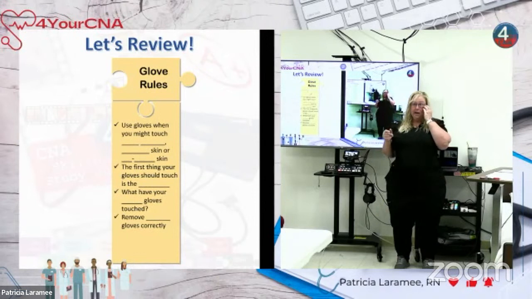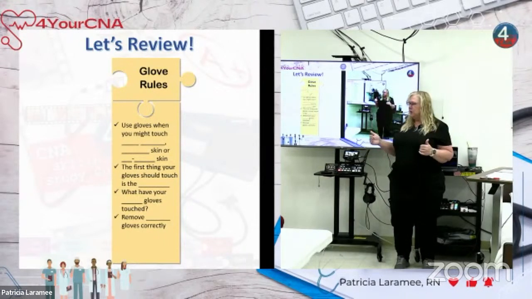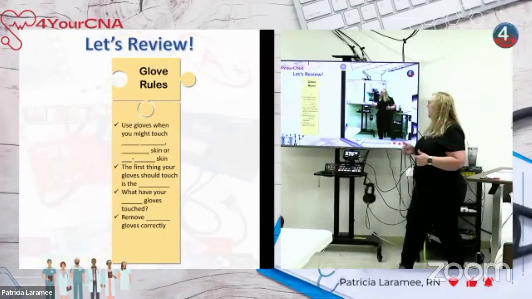Good. Now, once we've done the skill and we've contaminated our gloves, we have to be careful about what those gloves touch. And then we have to remove those gloves correctly.